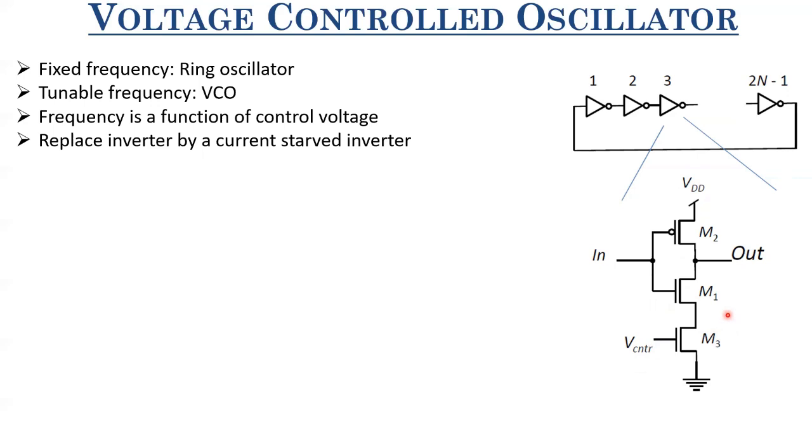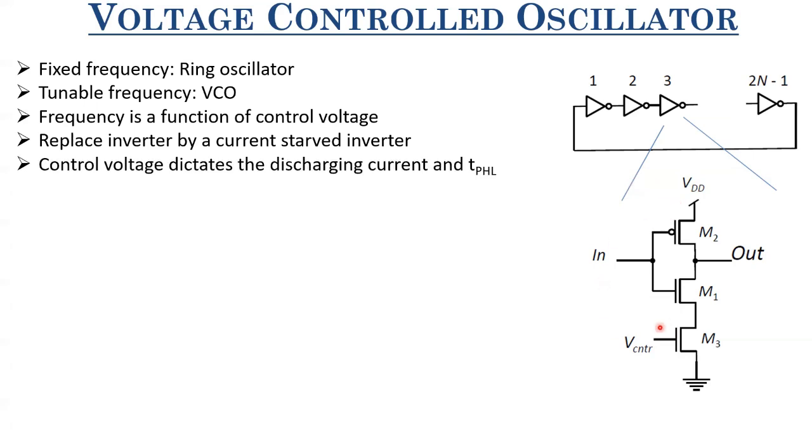So here I have just shown a current starved inverter in which an N MOSFET has been added in series with the pull-down network. You can also get a current starved inverter in which you add a pull-up, like a P MOSFET, and that is controlled by V control. So that is also possible. So let us see what happens here. This control voltage over here dictates the overall discharging current.